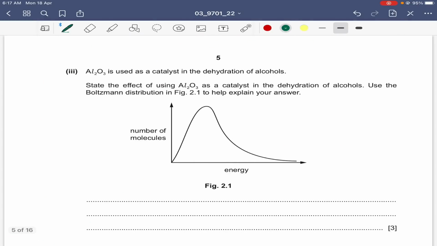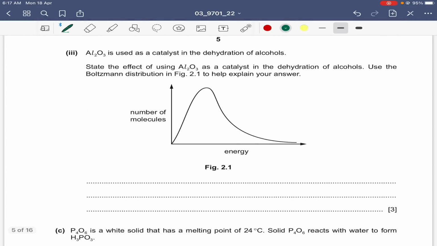All right, now the next part of the question is Al2O3 is used as a catalyst in the dehydration of alcohols. Right, in the dehydration of alcohols, when water is removed from alcohols and we get alkenes. State the effect of using Al2O3 as a catalyst in the dehydration of alcohols. Use the Boltzmann distribution in figure 2.1 to help explain your answer. So they have given us this Boltzmann distribution graph, and we have to explain the effect of using Al2O3 as a catalyst in the dehydration. So what effect does Al2O3 have on the dehydration of alcohol?